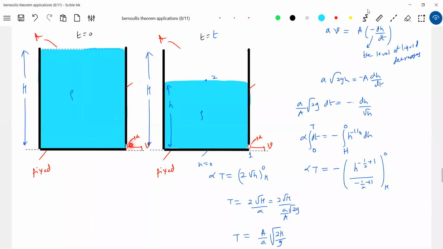Now, if you make a big hole here, if small a increases, T will decrease. Definitely, if you make a big hole, more water will rush out. It will take less time. So what is small a? Small a is the area of cross section of the hole. Capital A is the area of cross section of the vessel or cylinder. These limits are very important. I'll just shade it.